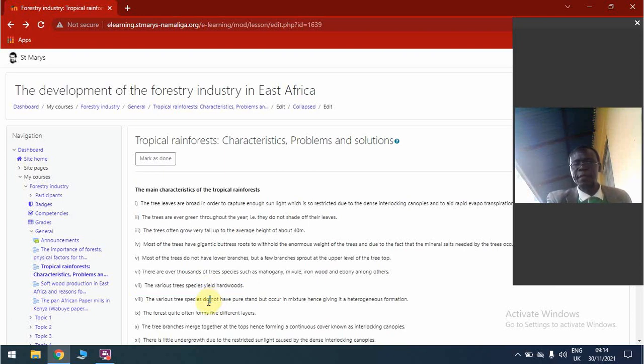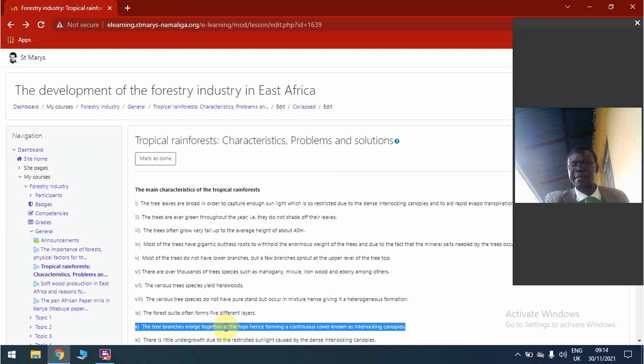Then another thing is that the tropical rainforests can form about 3 different layers, 3 to 5 different layers, and these layers are distinct. You have the upper layer of the trees where the tree tops merge together. Then you have the middle layer of the trees. Then you have the lower layers, which are mainly dominated by epiphytes. So there are about 3 different layers constituting the tropical rainforests.